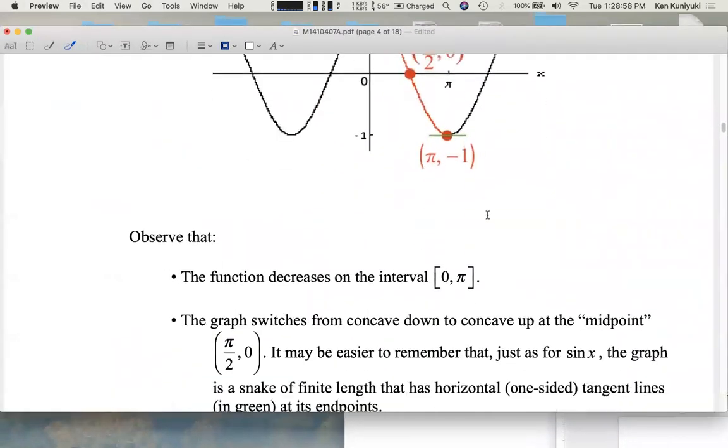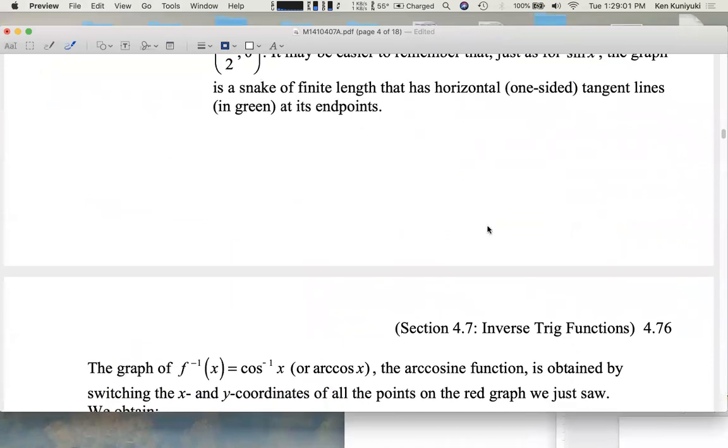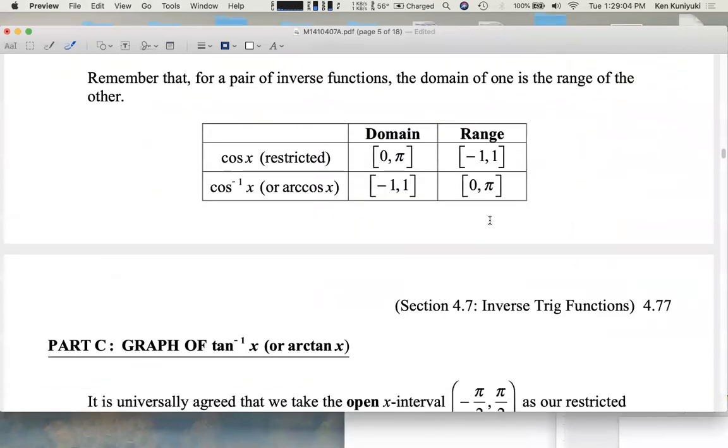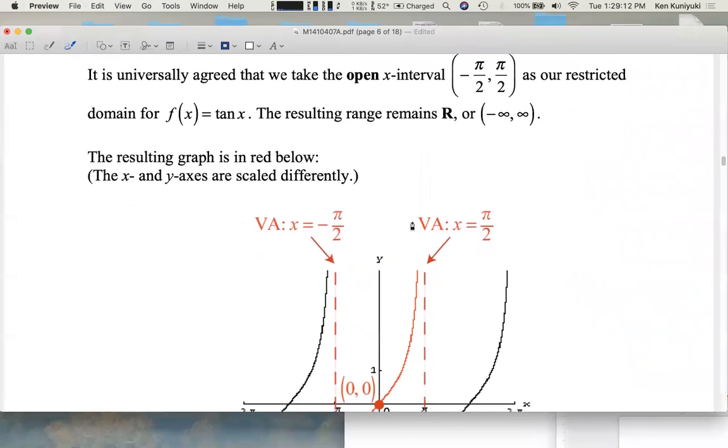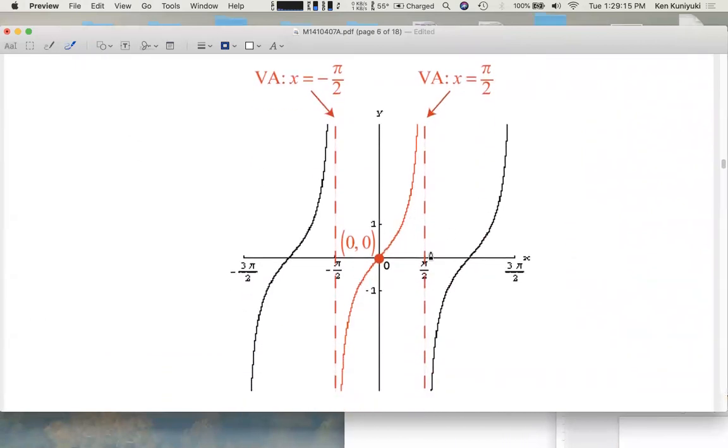Now, what about a restricted tangent function and its inverse? Let's consider the graph of y equals inverse tangent of x, or arctangent of x. Well, the graph for y equals tangent of x is a zoo of snakes, and we all agree that the piece that we want to invert is this middle piece over here that goes through the origin. So we're going to invert this proud rising snake. Remember, we have VAs at x equals -pi/2 and x equals pi/2. So when we invert this proud rising snake, what do we get?